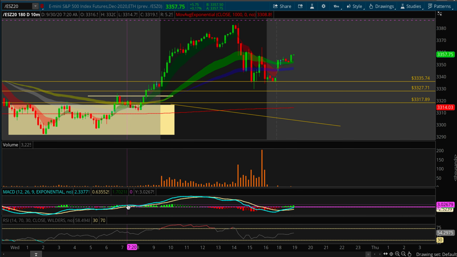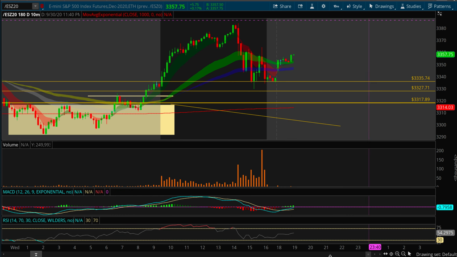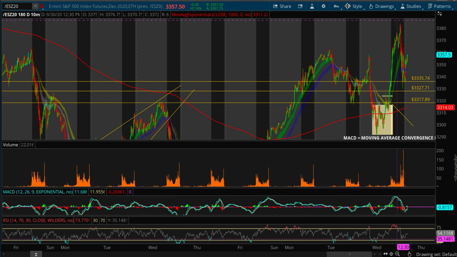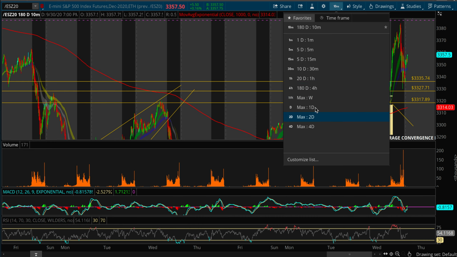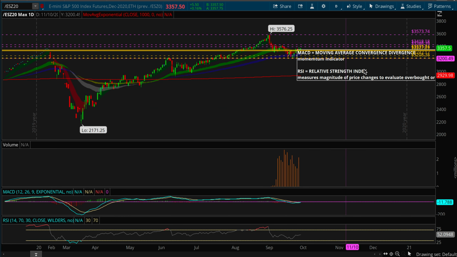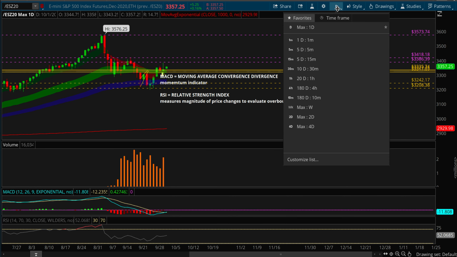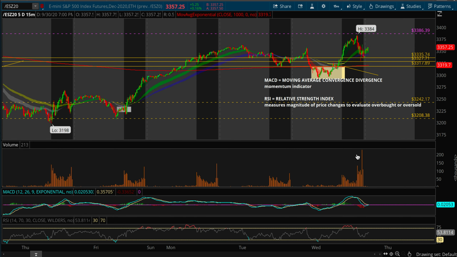These are two moving averages that are subtracted. So it's the 26 minus 12 EMA subtracted from each other, and that's how it comes up with this. And this is actually, I have it written down for you. This is a momentum indicator, and then RSI measures the magnitude of price changes to evaluate overbought and oversold positions. I'm going to go back to the 15-minute.